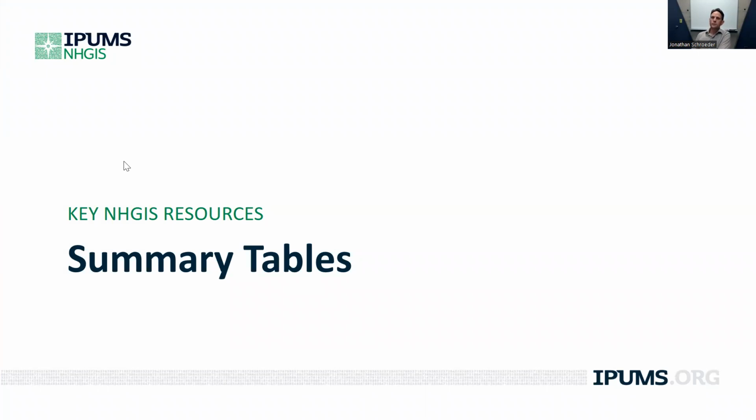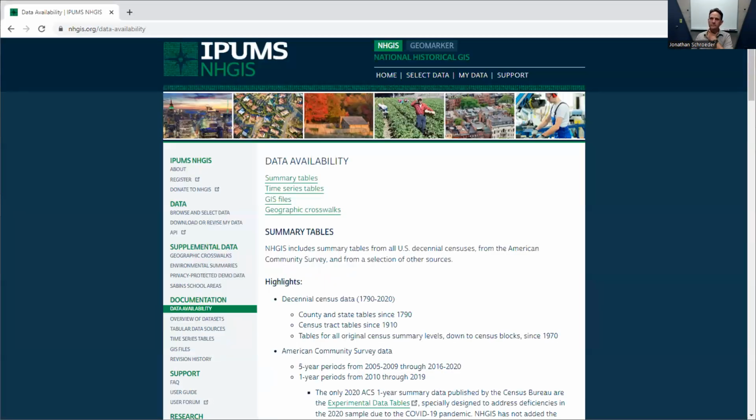Okay, so with the remaining time, I'm going to spend the first part of it giving you an overview of key NHGIS resources: the source tables, the time series tables, the GIS files, and some other features of our website that can be really handy for understanding what's available. And once I'm done with that, I'll move on to IPUMS USA and go into some more details on that.